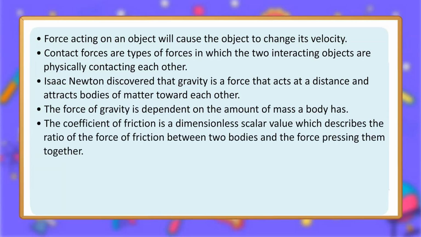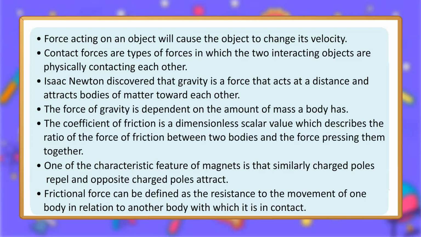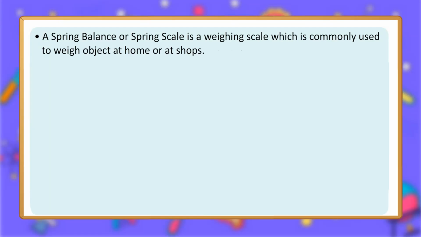The coefficient of friction is a dimensionless scalar value which describes the ratio of the force of friction between two bodies and the force pressing them together. One of the characteristic features of magnets is that like poles repel and opposite poles attract. Frictional force can be defined as the resistance to the movement of one body in relation to another body with which it is in contact. A spring balance or spring scale is a weighing scale which is commonly used to weigh an object at home or at shops.